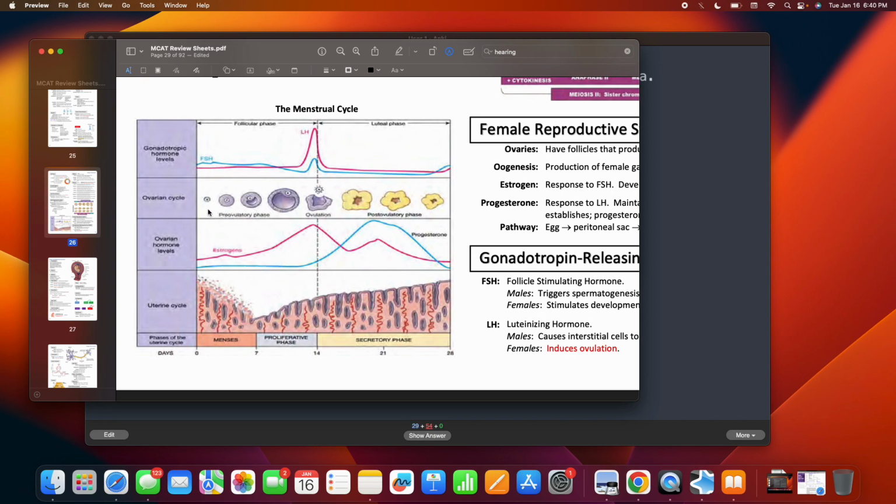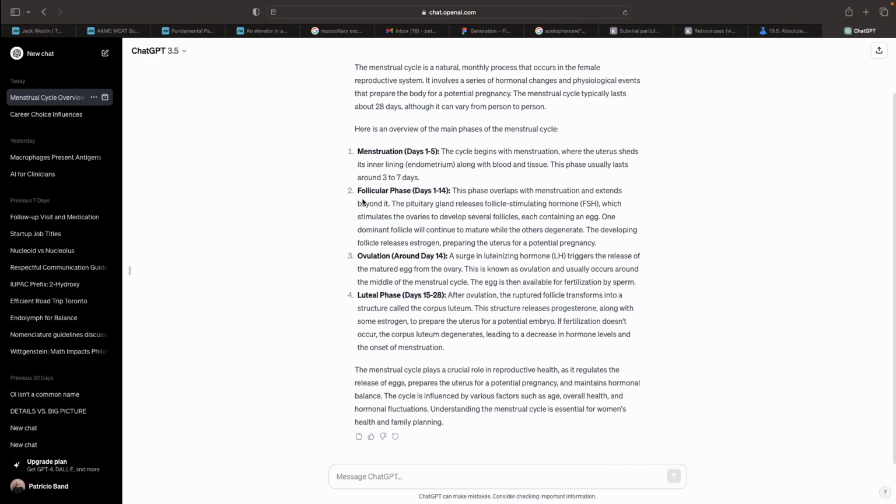So during the pre-ovulatory phase, and during ovulation, the main follicle that does not degenerate like the other ones releases the egg. So a surge in LH triggers the release of the matured egg from the ovary. This is known as ovulation. It usually occurs around the middle of the menstrual cycle. The egg is then available for fertilization by sperm. And then we have the luteal phase.